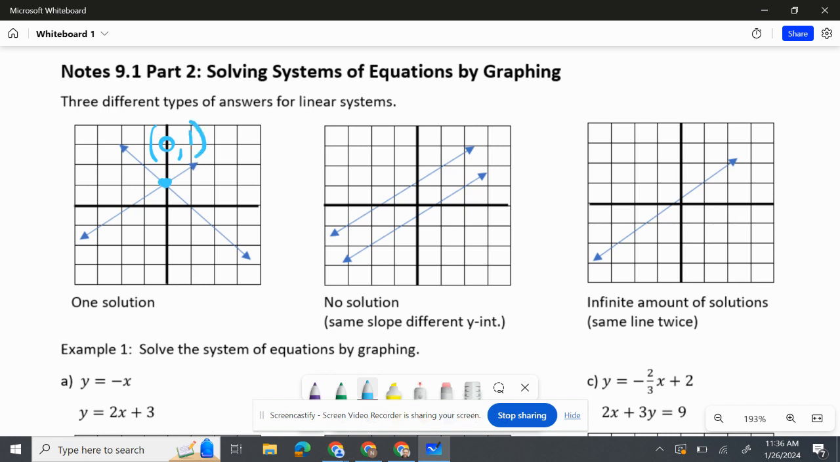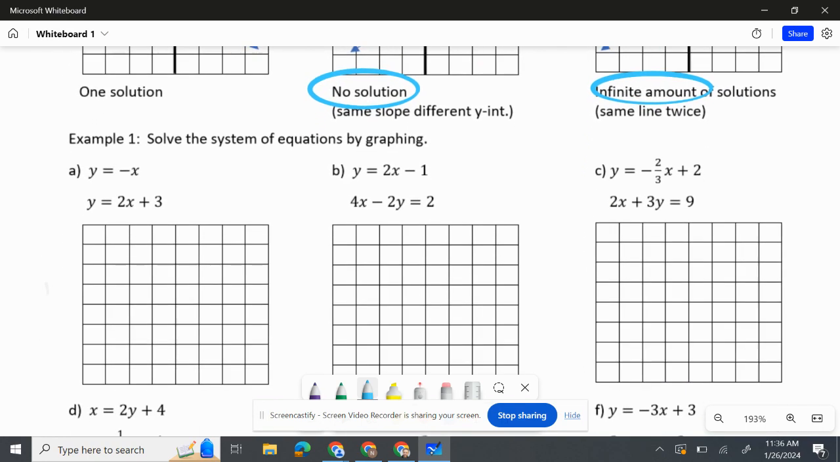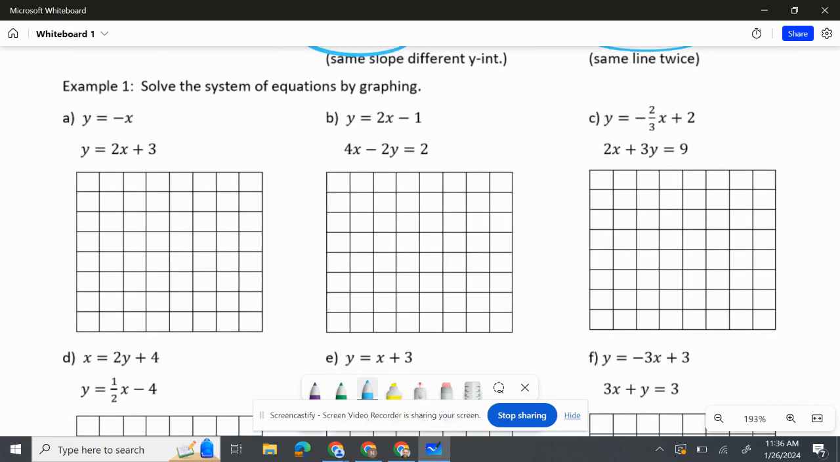The second answer is if we have two parallel lines that don't cross. That would be no solution. And the third possibility is when we have two lines that are exactly the same, one's on top of the other. That would be an infinite amount of solutions. So those are the three different types of solutions that we're going to be getting. So we're going to graph each of them, and we're going to see how many solutions.